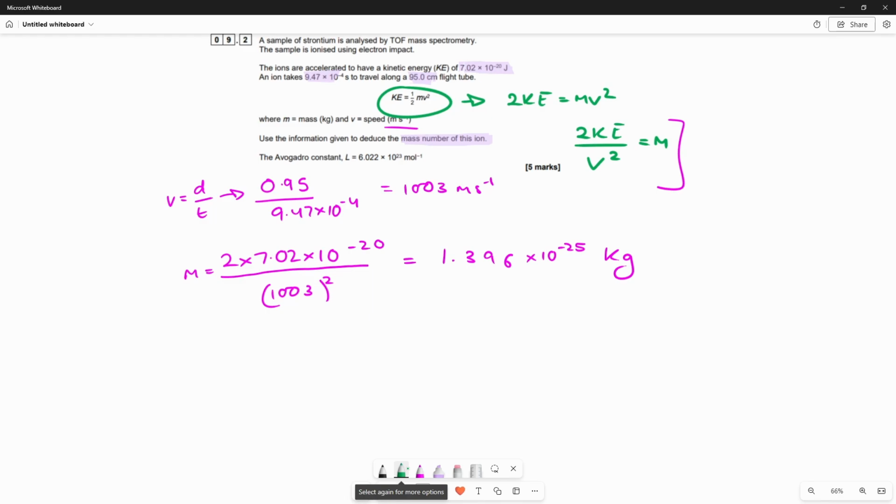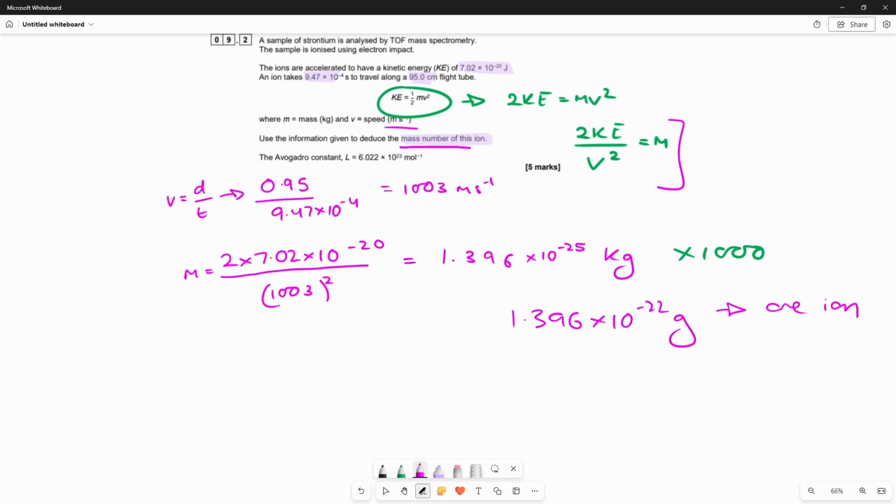Of course we can't use the equation moles equals mass over Mr in kilograms. It has to be in grams, so just multiply it by 1000 to get 1.396 times 10 to the minus 22 grams, which is what we want. This is the mass of one ion, and we want to find the mass number of this ion.